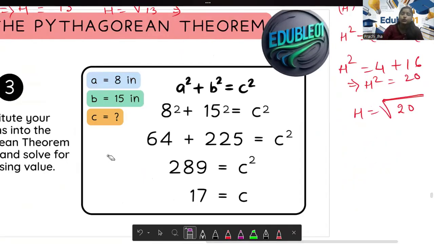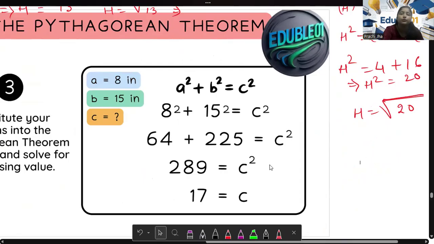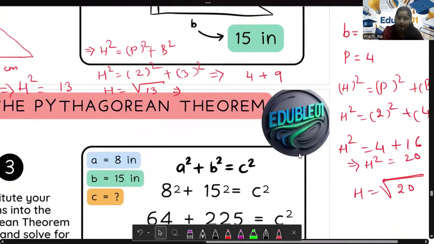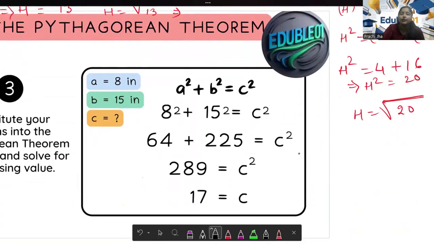So 8 square, see, we have the lengths given, we need to find the c, or from the figure you can see the c part over here is the hypotenuse, right? So 8 square plus 15 square is equal to c square, or you can call it h square, right? Now 8 square is 64, 15 square is 225, and that is given by h square, right? Now we got 289. 289 is c square or h square.